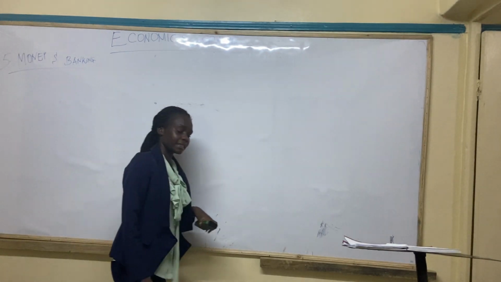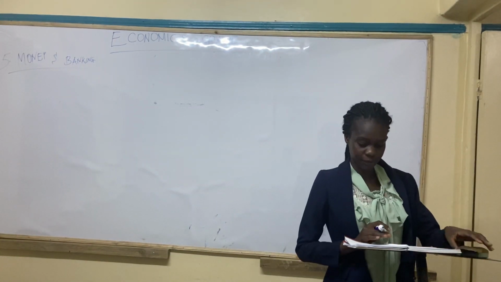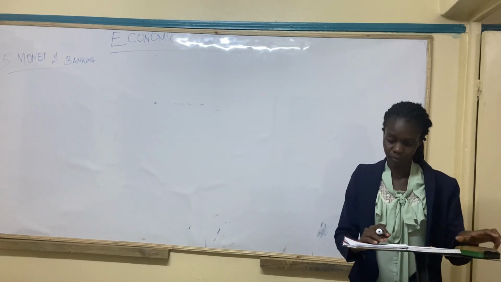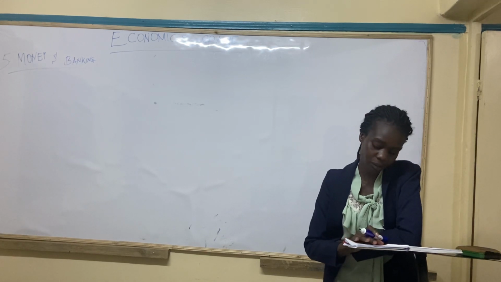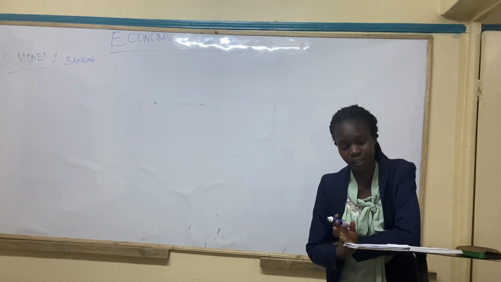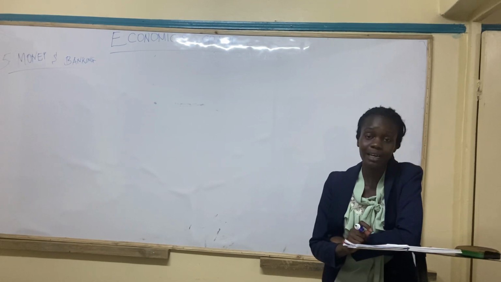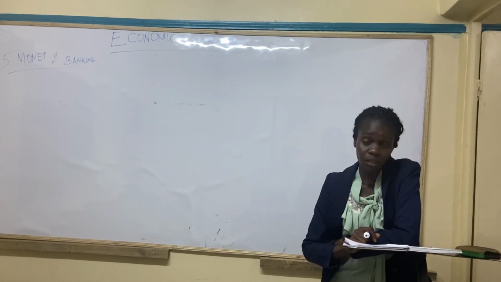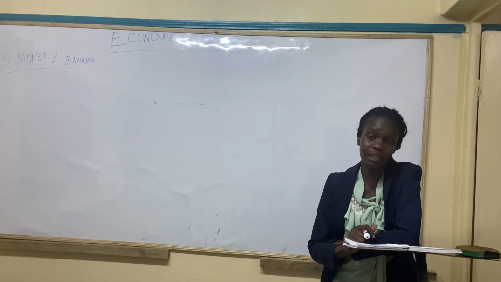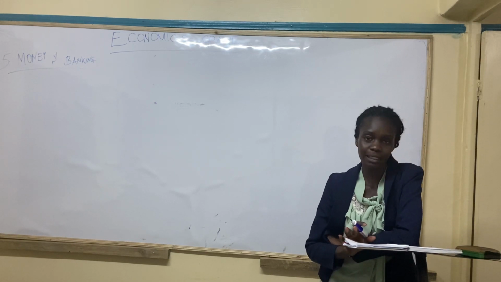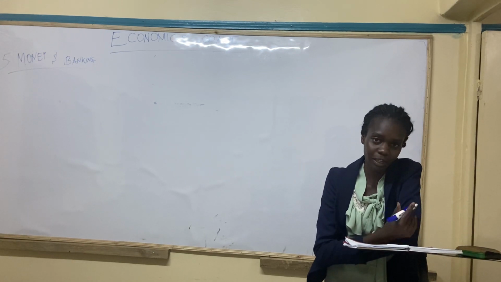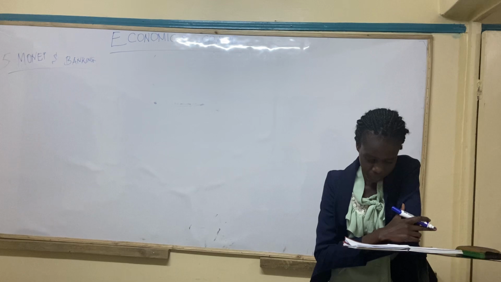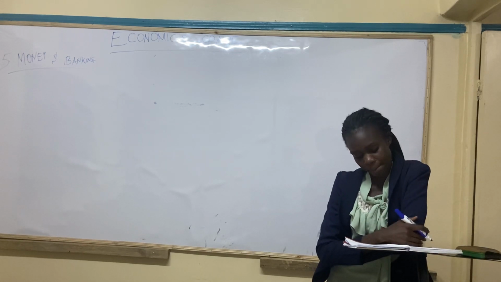So what is money? Money is a current medium of exchange in form of coins or banknotes. So we have coins and banknotes, those are money. We have functions of money. So money is a medium of exchange. It's a unit of account. Money is a source of wealth. Money is a standard of deferred payments. Those are the functions of money.